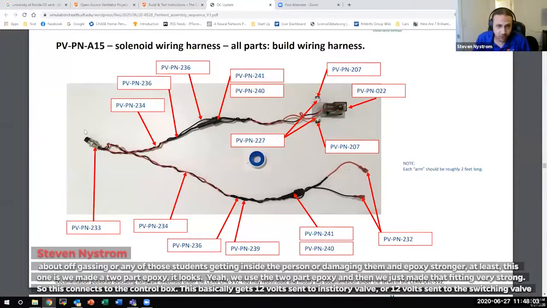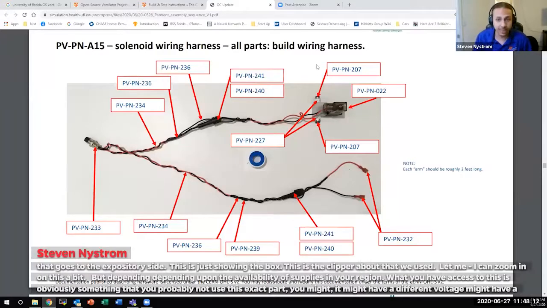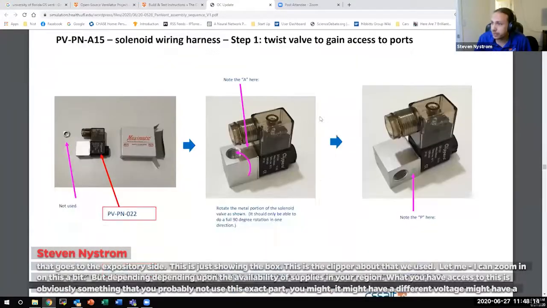So this connects to the control box. This basically gets 12 volts sent to the inspiratory valve, or 12 volts sent to the switching valve that goes to the expiratory side. This is just showing the box. This is the clipper valve that we used.